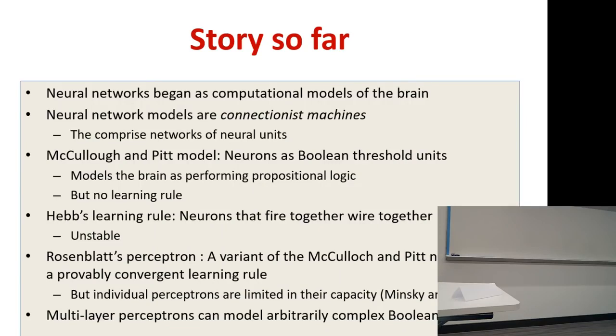So the story so far: neural networks began as computational models of the brain. They're connectionist machines. They're also Boolean threshold units. McCulloch and Pitts showed that they are Boolean threshold units, but they didn't give us a learning rule. Hebb came up with a learning rule that was unstable. Rosenblatt came up with a variant of the McCulloch and Pitts neuron for which he gave a convergent learning rule, but then he overstated what it could do. But we discovered later that multi-layer perceptrons can model arbitrarily complex Boolean functions.